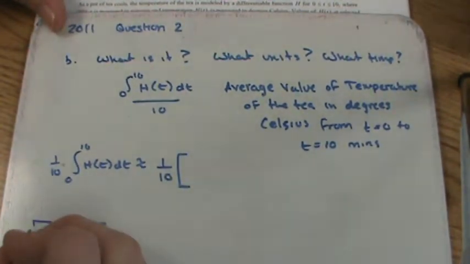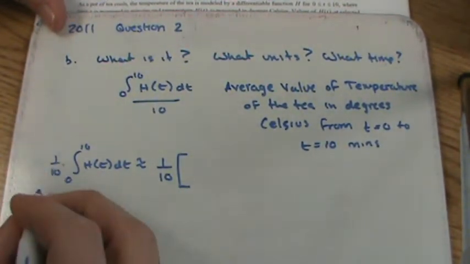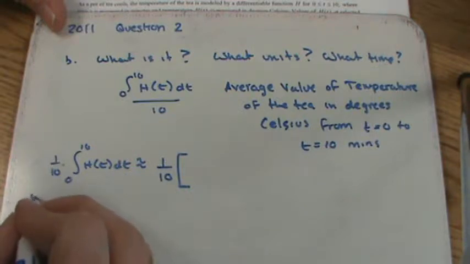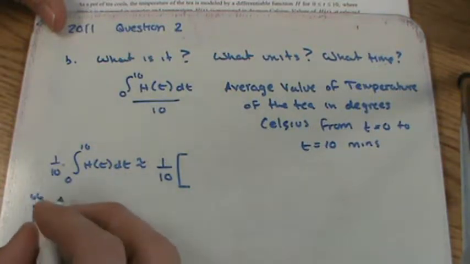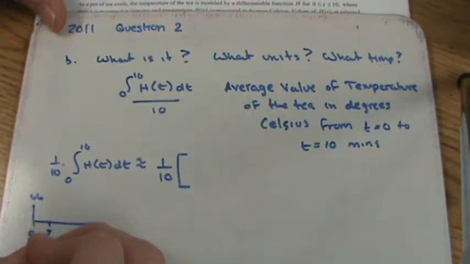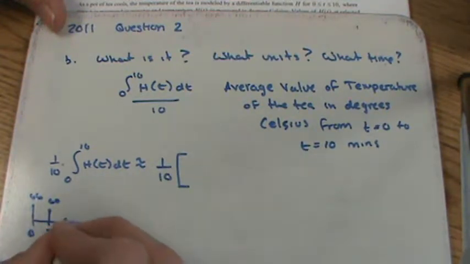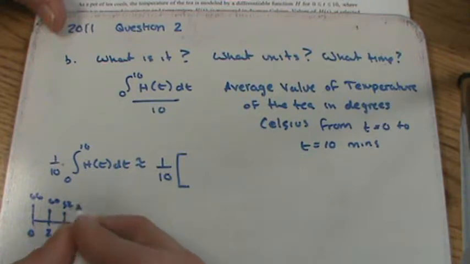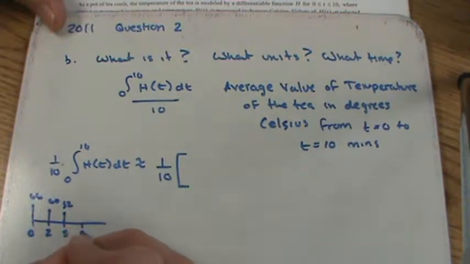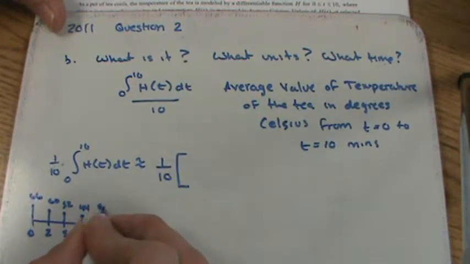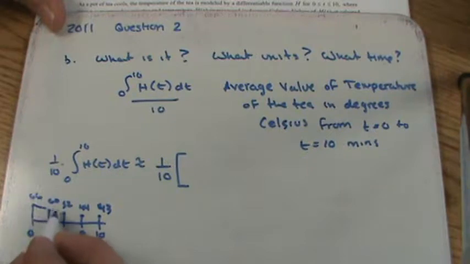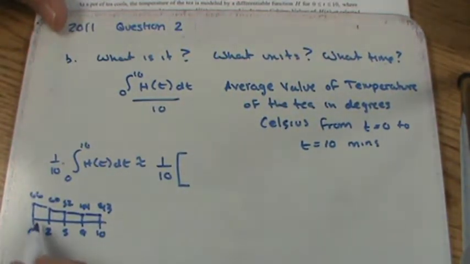And we know 0 is going to be 66. And this isn't going to be drawn to scale by any means. At 2, this is going to be 60. At 5, this is going to be 52. At 9, it's going to be 44, and at 10, it's going to be 43. So remember, trapezoids, just going to connect all the dots, and remember the height is on the bottom.